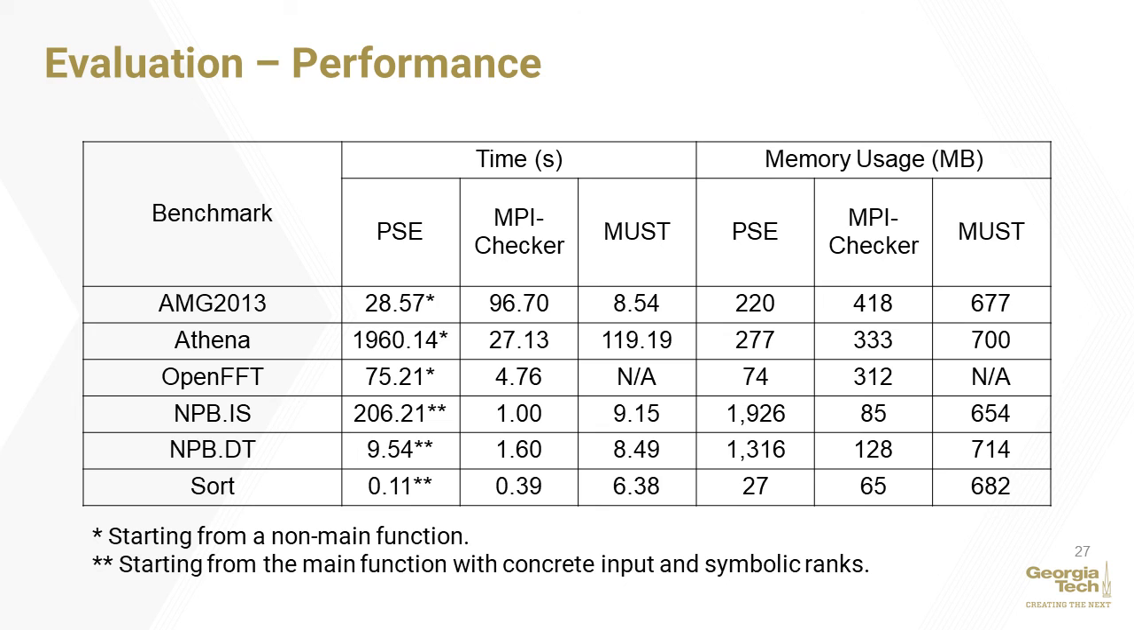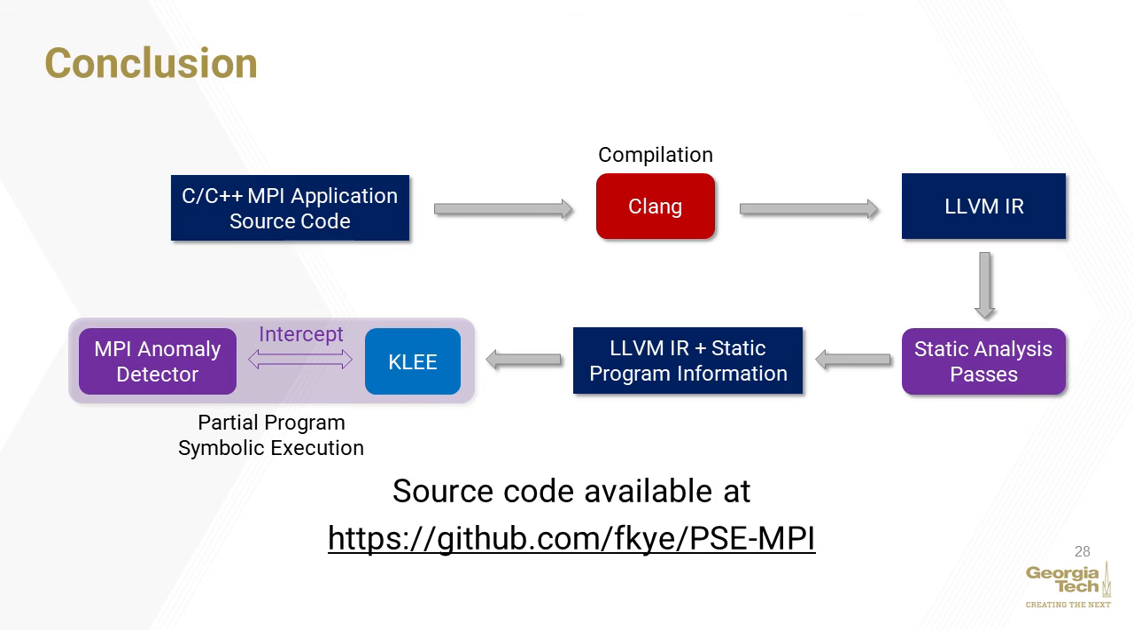In the other 3 smaller benchmarks, we start the execution from the main function, and the time and memory usage are still in an acceptable range. An exception is the sort benchmark, on which we use less resource, mostly because of the limitation we put on loop iterations. And in conclusion, our approach on MPI usage anomaly detection based on partial program symbolic execution has demonstrated a good precision without incurring excessive overheads.